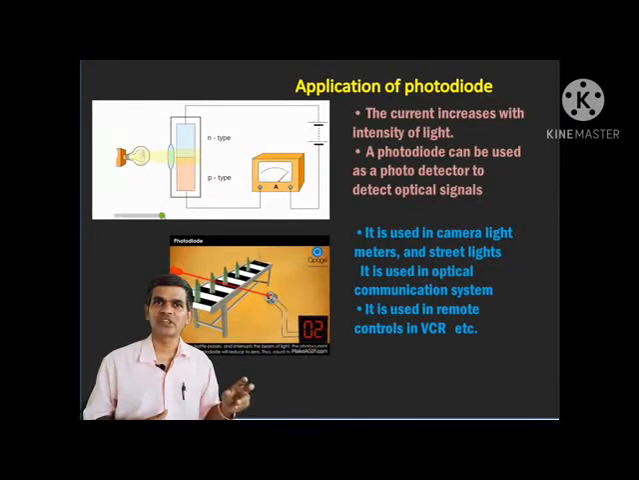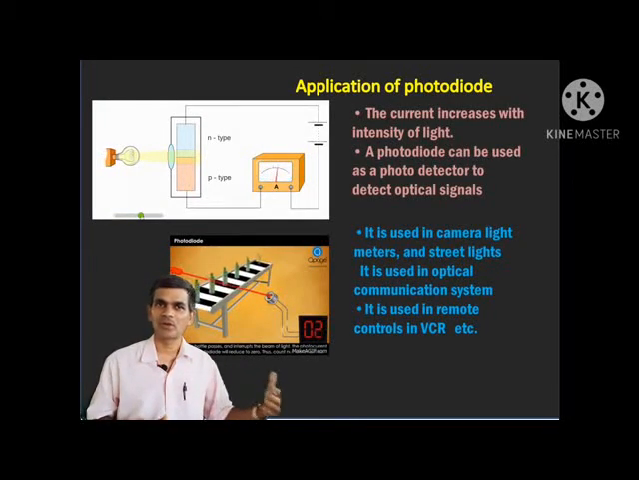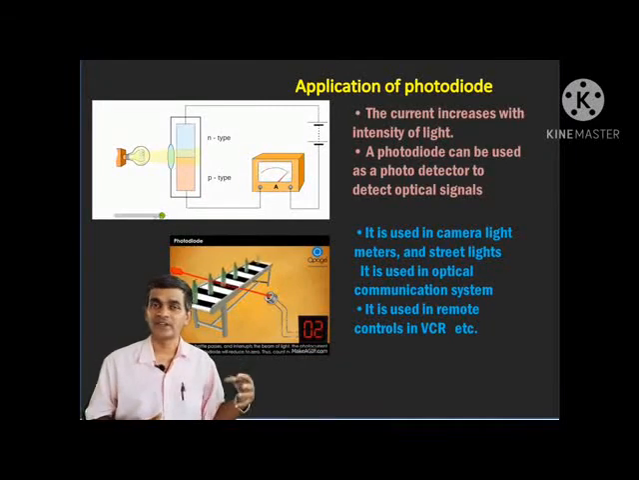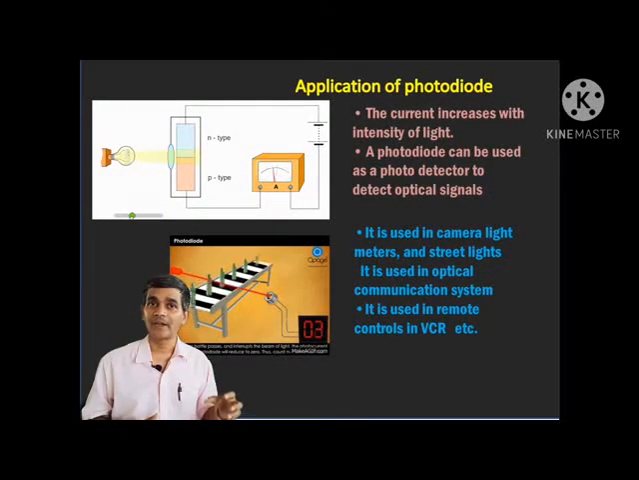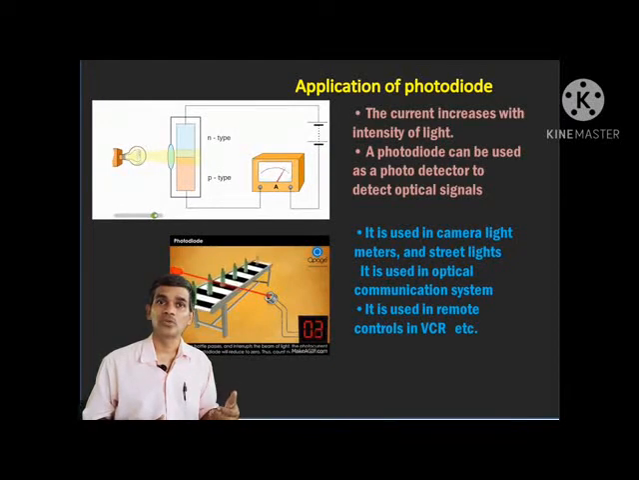Now, photodiodes can be used as a photodetector to detect optical signals. That is one important use. It is used in supermarkets, in counting machines, in camera light meters to measure the intensity of light, in street lights, in some optical communications, as well as in the remote controls of a TV or VCR. These are some applications of photodiodes.